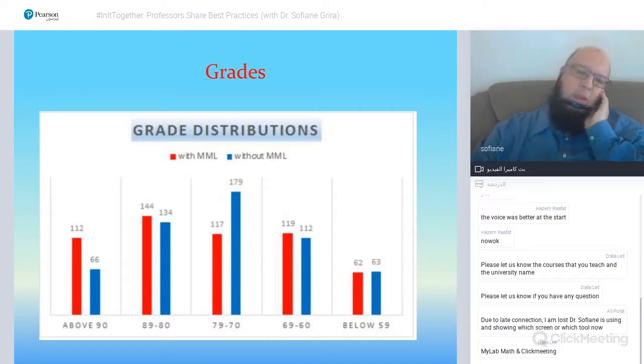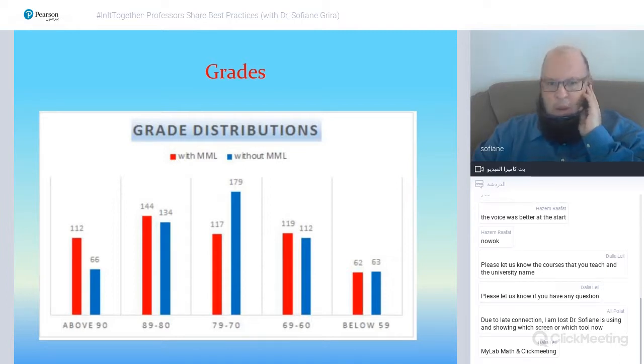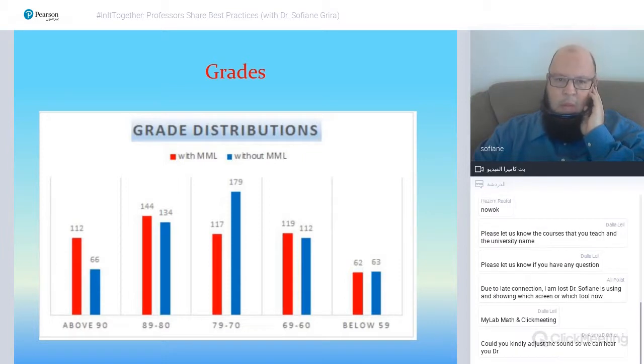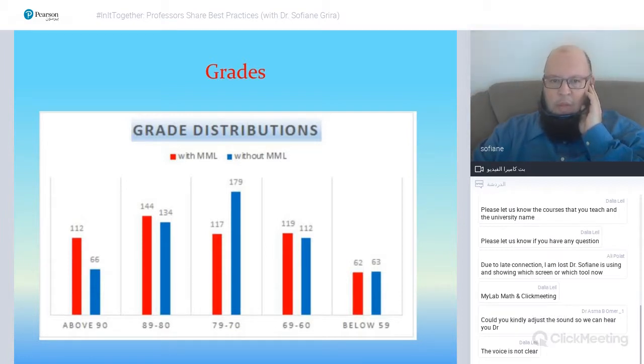Now, this is a study which I did. I have faculty who teach without using the MML, the MyMathLab. So I compared the grades of the students who are using MML and who are not using MML.